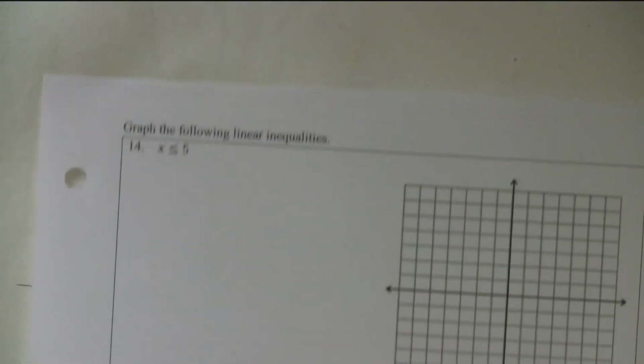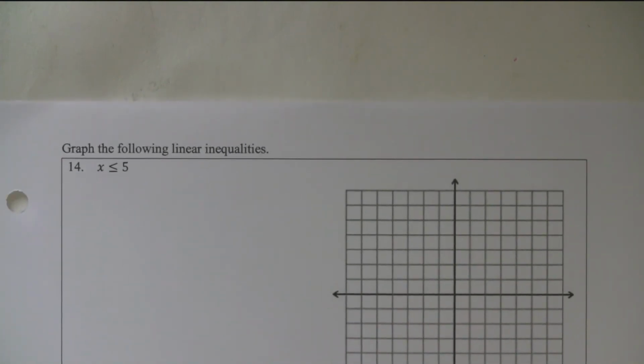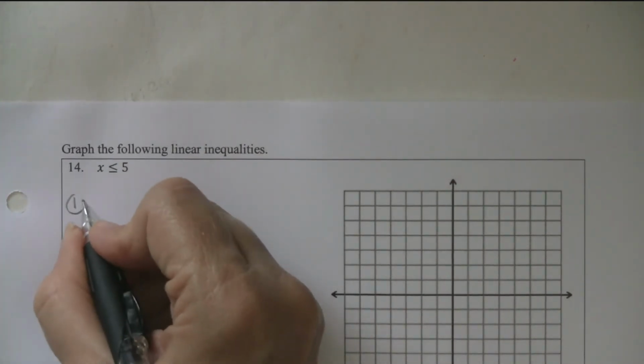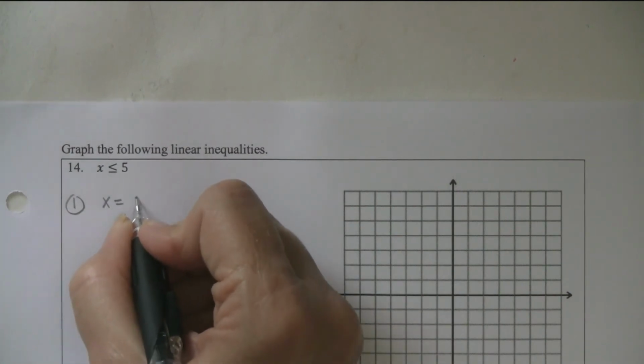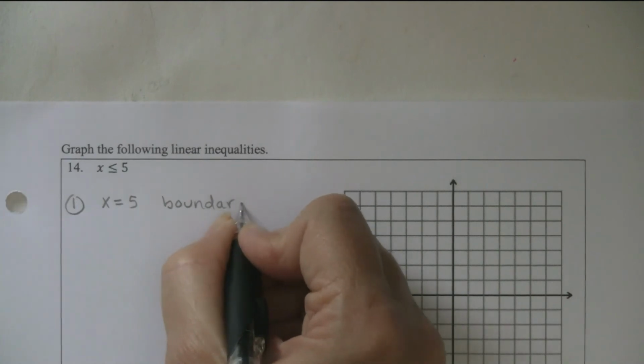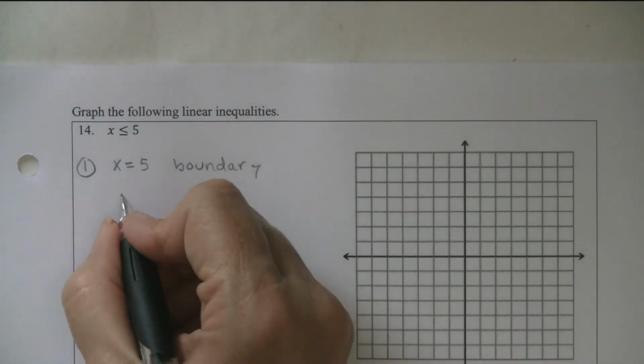One more to do. So I notice it's inequality. They're asking me to graph it. So the first thing that you do is you graph the boundary. And the boundary happens at equals. That's x equals 5. This is the boundary. This is not a slanted line. And so I get to graph it any way I wanted. This is a vertical line.